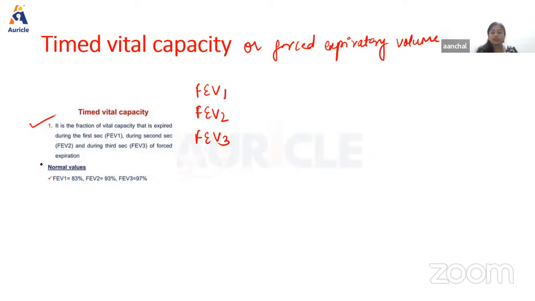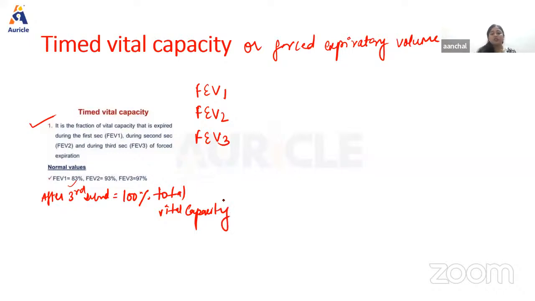Here we also have the percentage, the normal value of timed vital capacity. The normal value says that FEV1 is 83% of total vital capacity, FEV2 is 93% of total vital capacity, and FEV3 is 97% of total vital capacity. And after the third second, there will be 100% of total vital capacity.